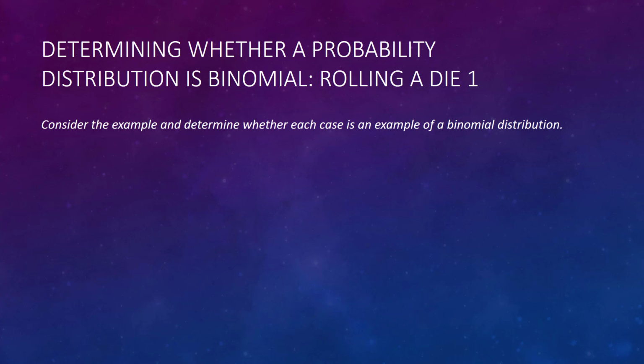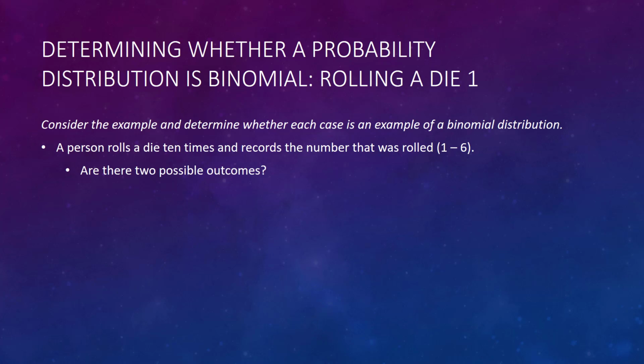Rolling a die. Consider the example and determine whether each case is an example of a binomial distribution. A person rolls a die 10 times and records the number that was rolled. So it could be a 1, a 2, a 3, a 4, a 5, or a 6. Are there 2 possible outcomes? In this case, there are not. There are 6 possible outcomes, so therefore we know already this is not a binomial.